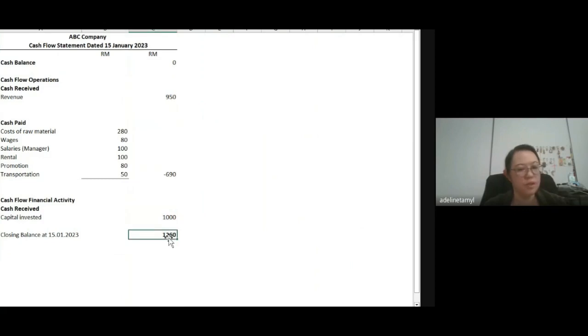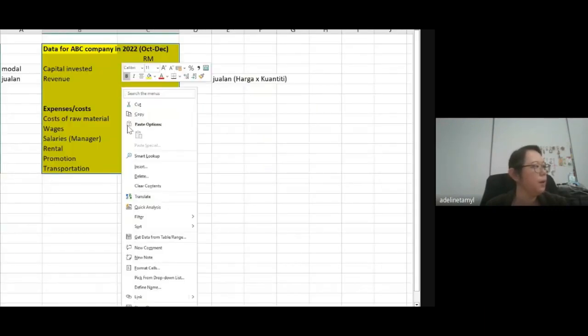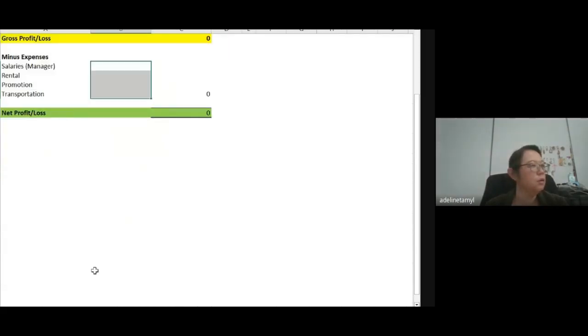So this should be the amount of cash that you receive or you have in your hand after you complete the project. If this amount is larger than your capital, it means that your company basically is making profit already. Next month, you have this amount of money to continue your business. You will continue to use the balance to do the business for the next month. So if there are no questions, I'll copy back the data here, and then we go to the second statement.